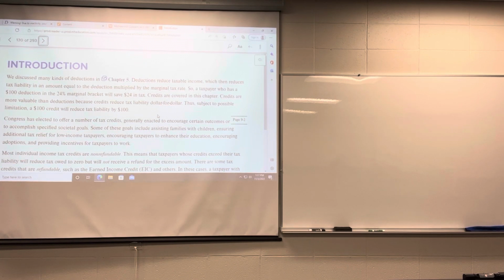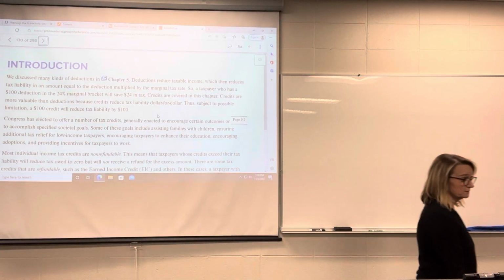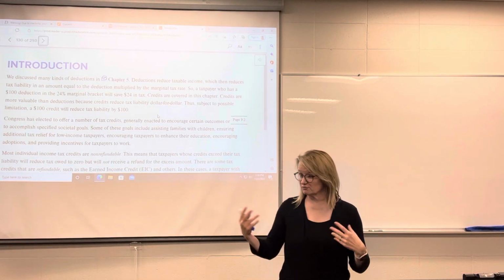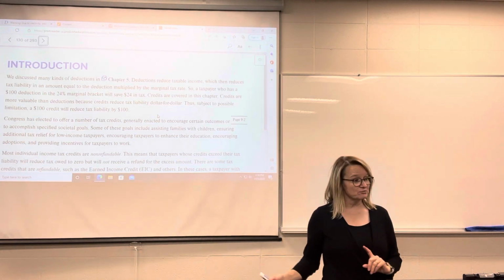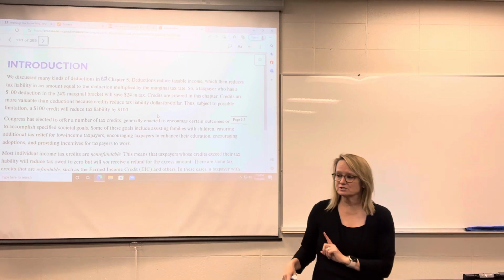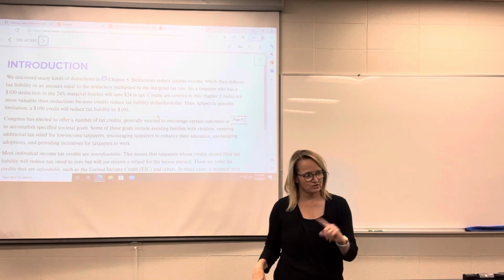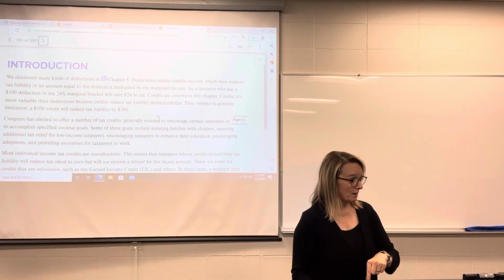Talk about the difference between a credit and a deduction, so that we've got that clear in our head. Because up to now we've been talking about deductions. We've had itemized deductions, and adjustments for AGI, which are a special type of deduction, but we haven't yet really talked about credits, although you did have experience in this last chapter with the child tax credit and credit for other dependents on your tax return problems.